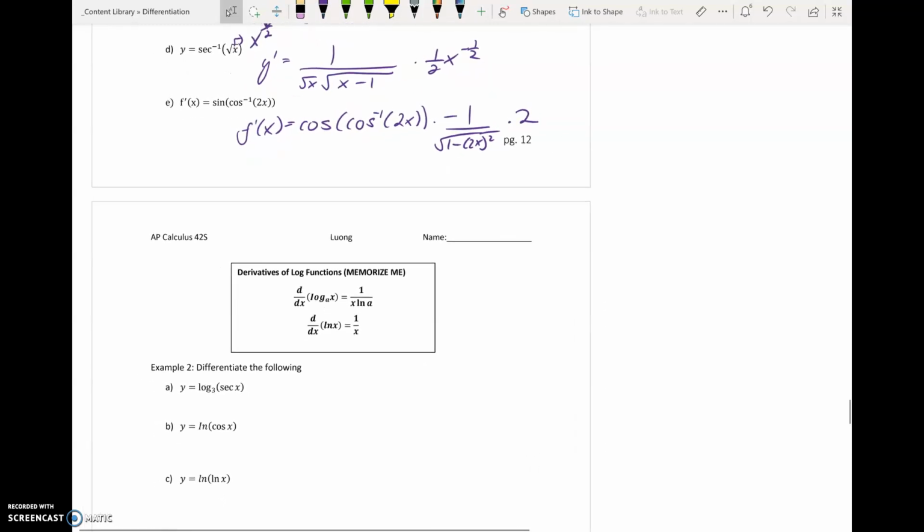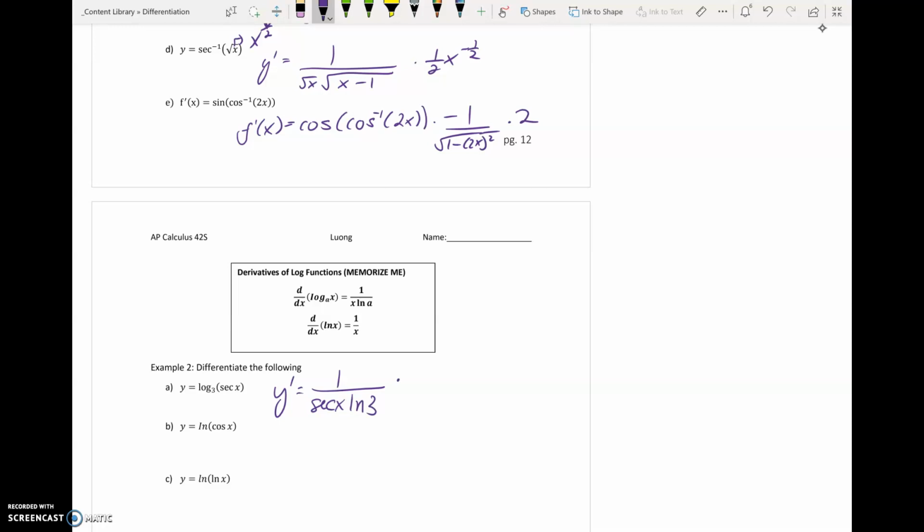Okay, so for example 2, let's try to differentiate these functions. Again, we have to consider the chain rule because we have a function of a function. So the first one, we're going to use our log formula. So that's 1 over, in this case it was x, this case is secant x, so it's whatever is on the inside of your log, and then ln of your base, which is 3.